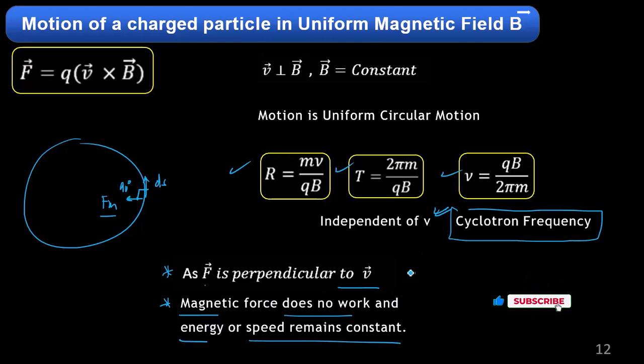Why? Because from the work energy theorem, we know that net work is equal to the change in kinetic energy, delta K. So if delta W equals 0, that means delta K is also equal to 0. That means K final equals K initial, so there is no change in the kinetic energy. Whenever the particle is moving inside the magnetic field, the kinetic energy always remains constant.